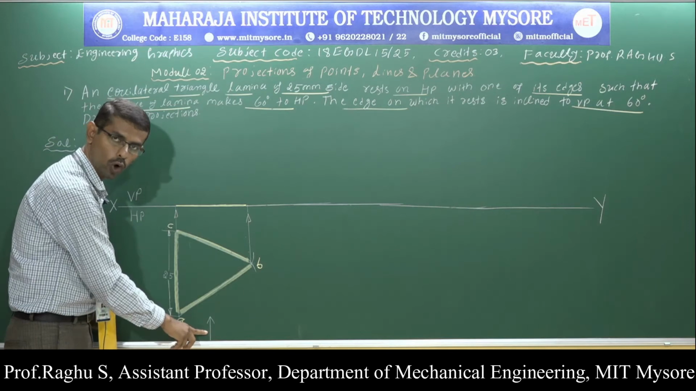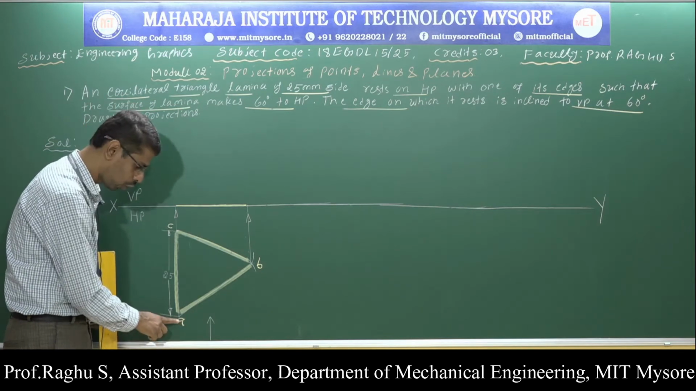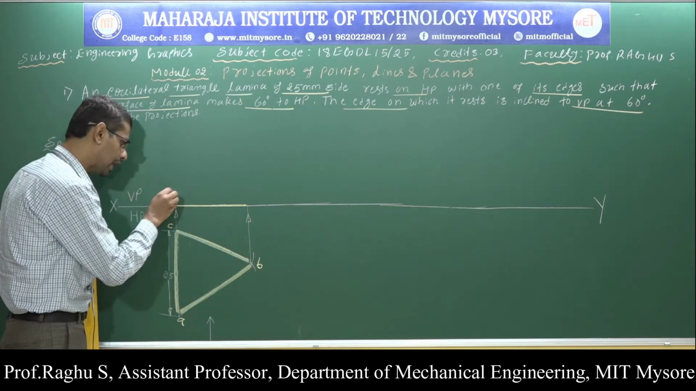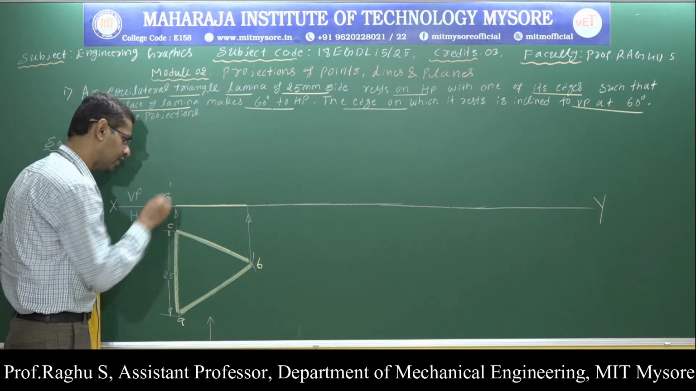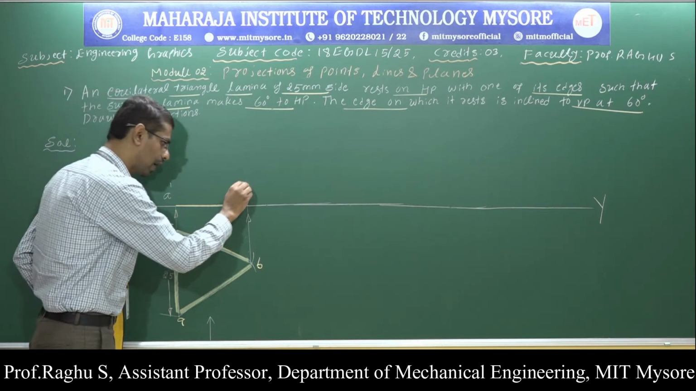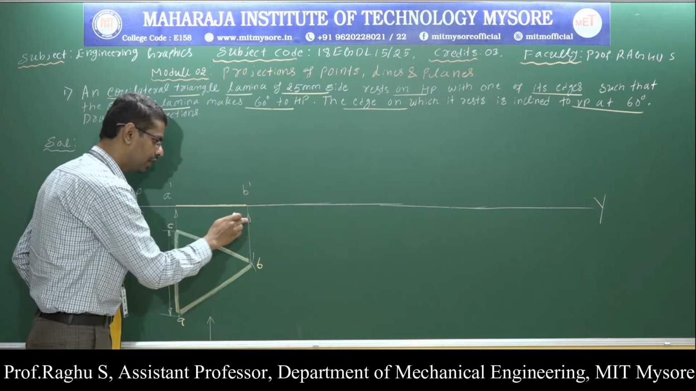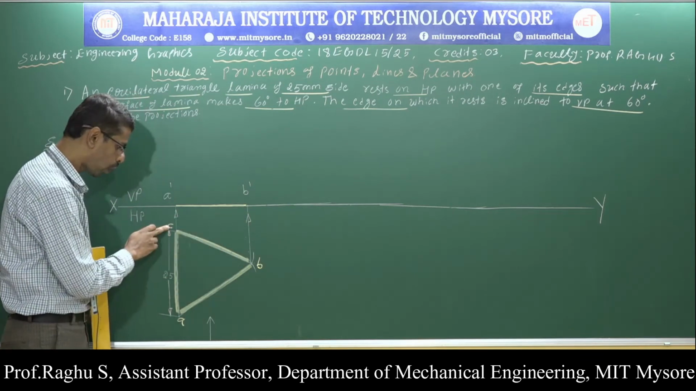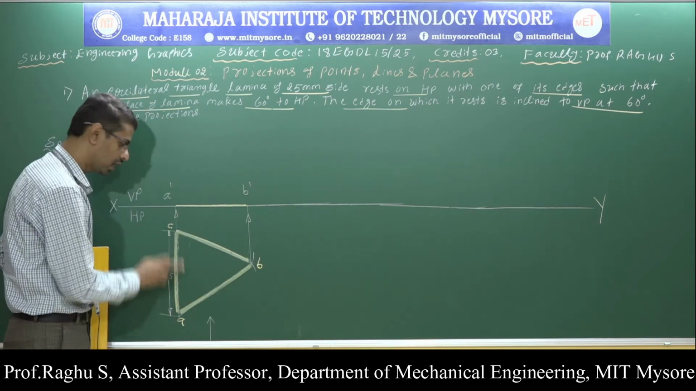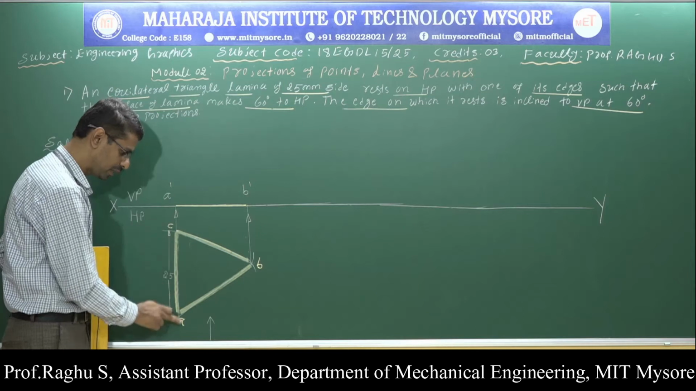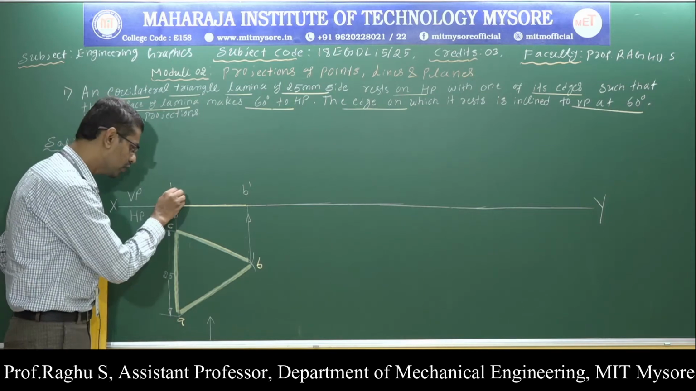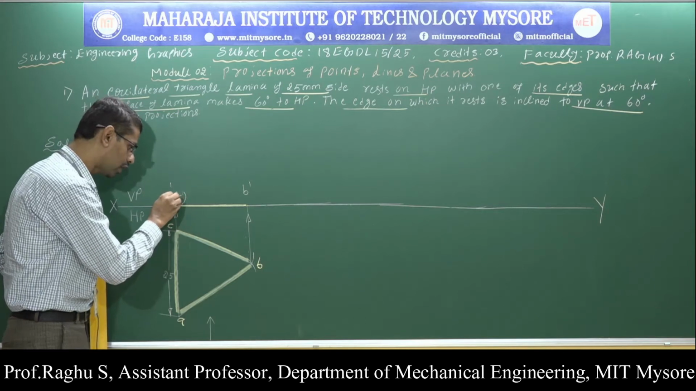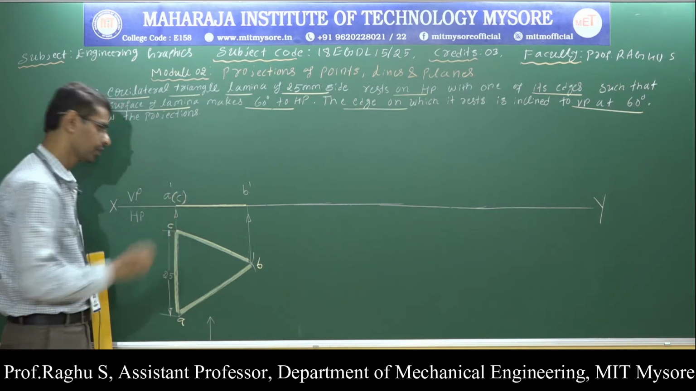So which corners are visible? Corner A visible, corner B visible. So this is A. Front view denoted by A dash. Therefore A dash visible, and this is B dash. This line is coming from B, therefore this is B dash. And here I have point C just behind point A. C is invisible because it is just behind point A. Therefore invisible corners are indicated in the bracket.